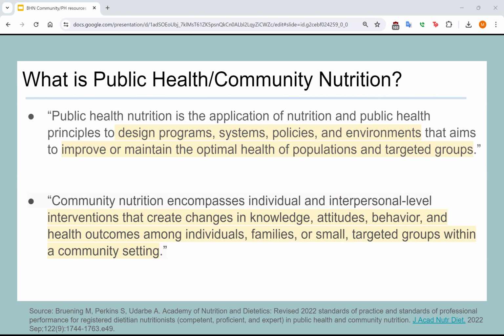And community nutrition is very similar, but on a smaller scale, usually within a specific community. So for example, if you are responsible for evaluating a big program like WIC, then you might consider yourself a public health nutritionist. But if you are a nutrition educator working one-on-one with patients in the WIC program, you might consider yourself a community nutritionist. So very similar, just the scope is different. So use them almost interchangeably.